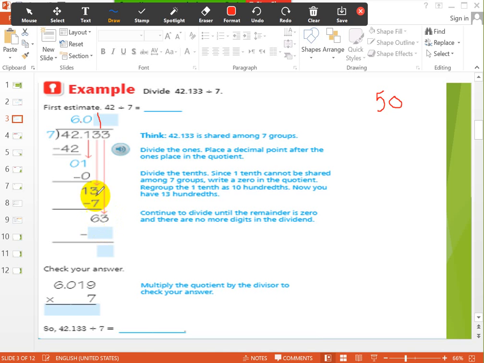Now 63 divided 7. Which number I will multiply with 7? The answer will be 63. You have to know it. Thank you, Manar. That's right. The number is 9, because 9 multiplied 7 equals 63. So I will write it here, 63, and then I will subtract. If you subtract 63 from 63, the answer will be 0.